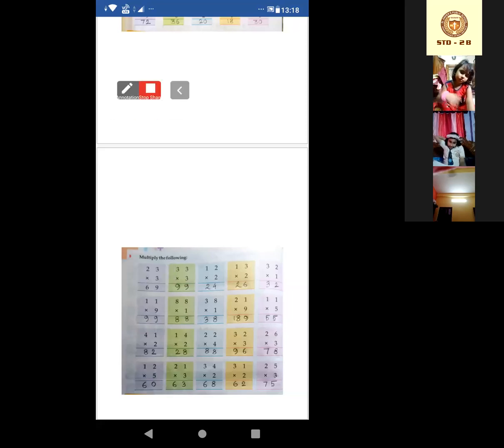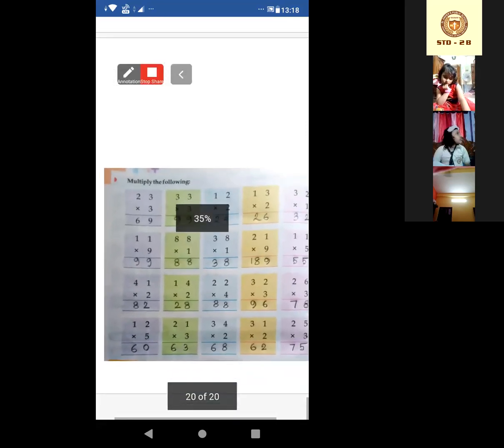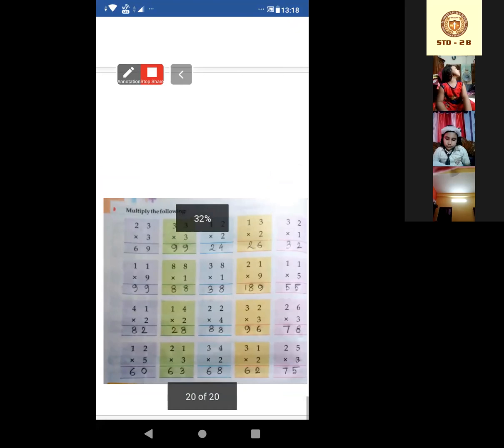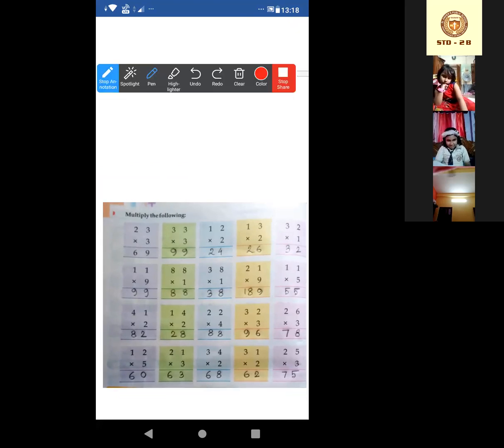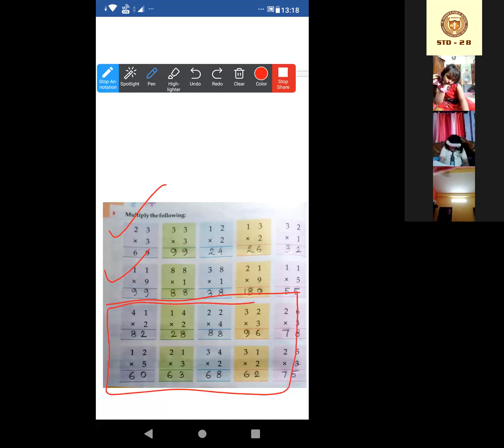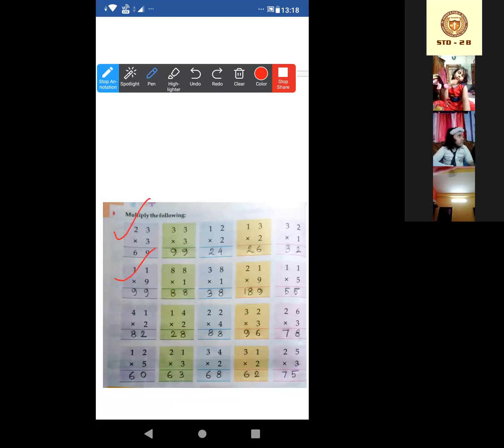Open this page. Open at page number 72. Yesterday we completed the first two rows, this one and this one. Today we will complete these last two rows. Those who were absent yesterday or have not completed those two rows can complete them today. I am showing you the full page.